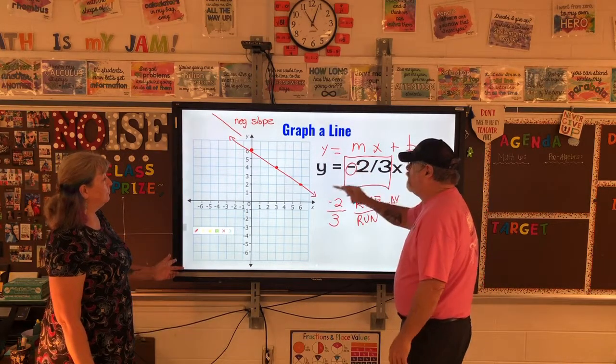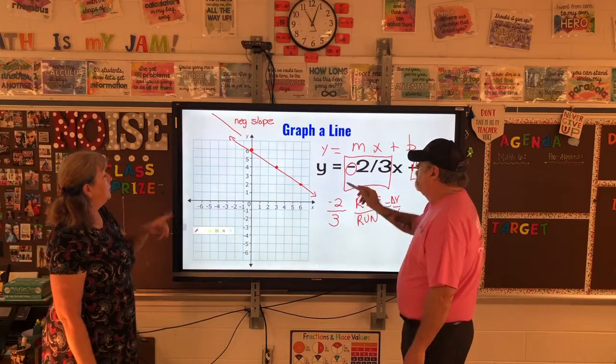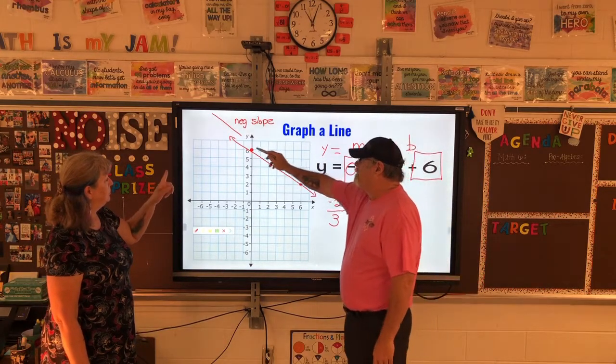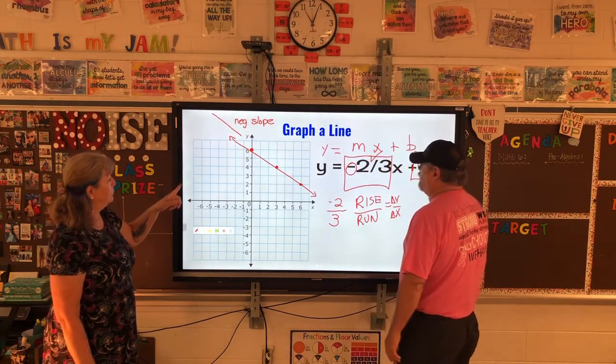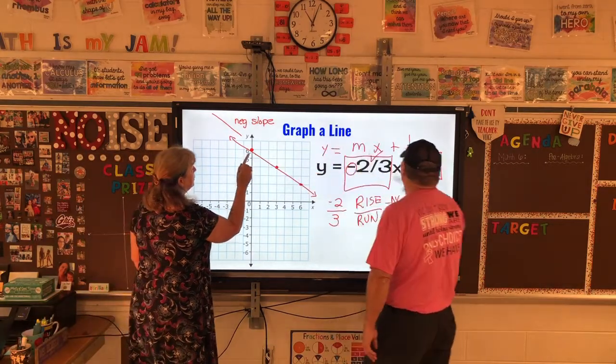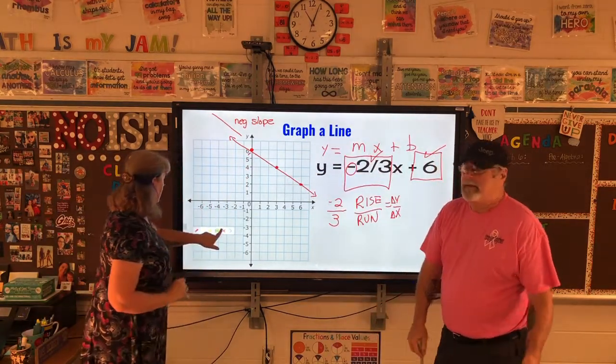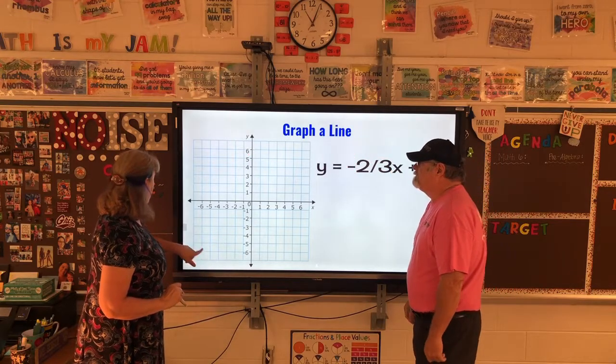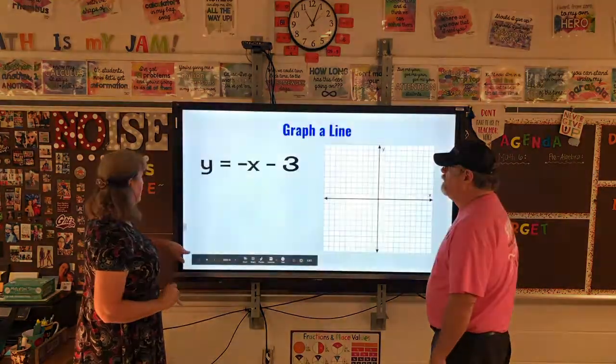It has a negative slope because it's going down like that. It moves 2 down for every 3 over, check, and it crosses at 6. Check. Check. Can't go wrong. Got one more, I think. Here we go.